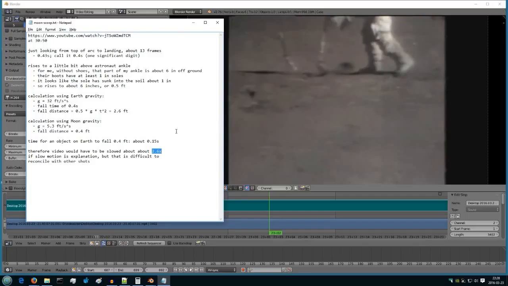But there's other shots that maybe I'll look at in another video where that would be difficult to reconcile. So the simple explanation of cables or slow motion, well, I haven't actually shown here why slow motion isn't a problem. But anyway, the simple explanation of cables doesn't work.